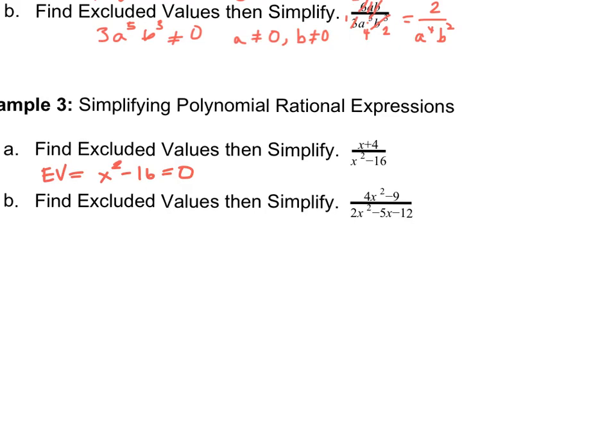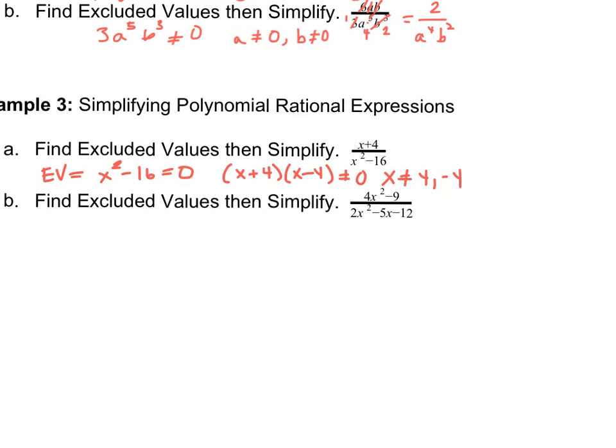So think about, you have two terms and they're subtracted, and then what's special about 16? 16 is a perfect square, so we can factor it into two conjugates, x plus 4, x minus 4 cannot equal 0. And then solve each of those for 0. X cannot equal 4 or negative 4.